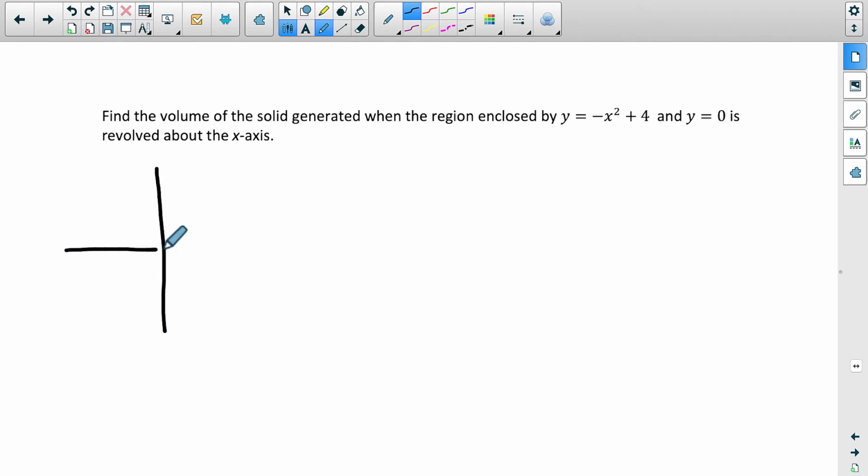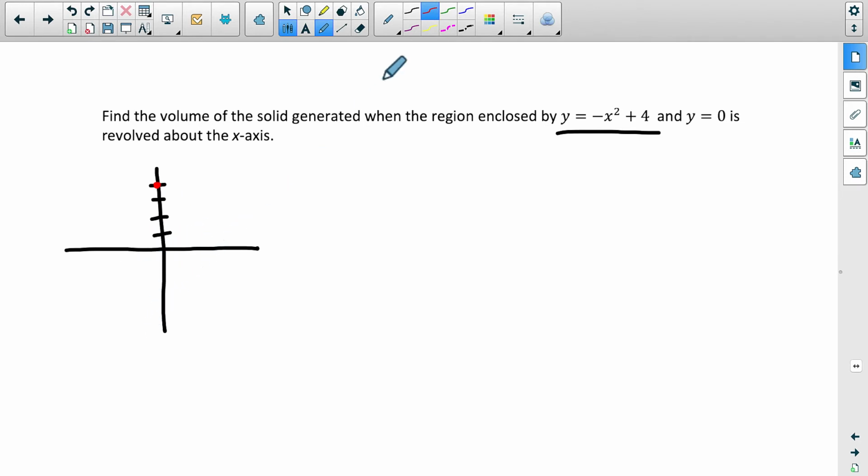So let's draw our coordinate plane. Let's sketch this, y equals negative x squared plus 4. I'm hoping you remember that this is a parabola that opens downwards and has a vertex at (0, 4). So 1, 2, 3, 4, there's a dot right here. Now, we're going to revolve around the x-axis, so we only have to go down as far as the x-axis here, right? We're not going to go down further than that.